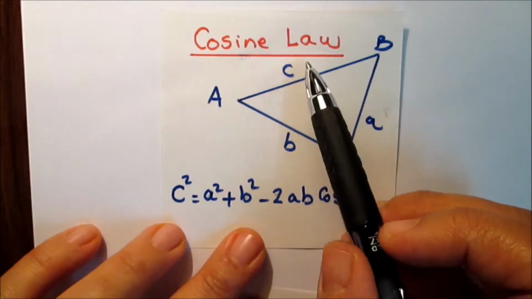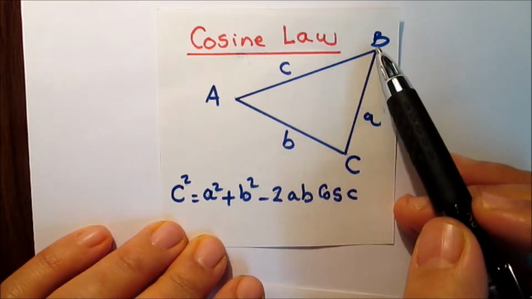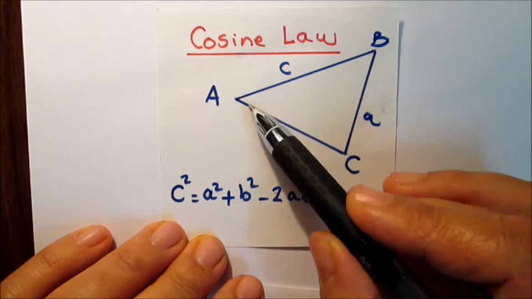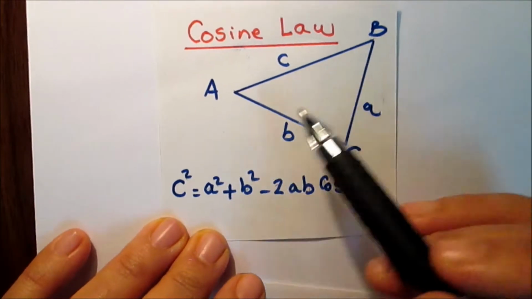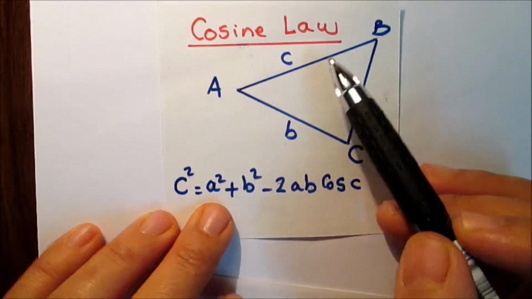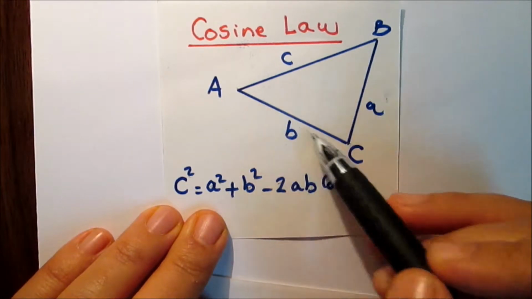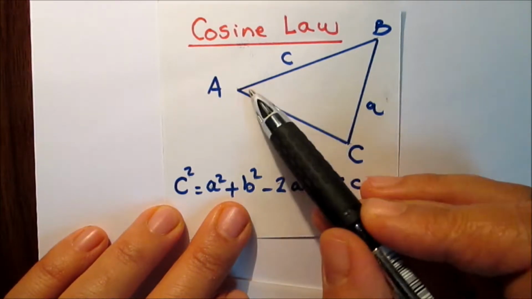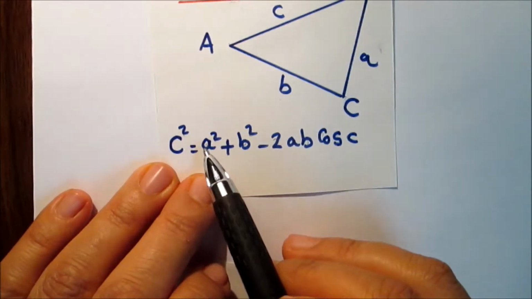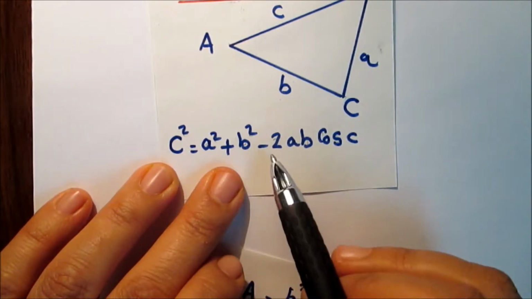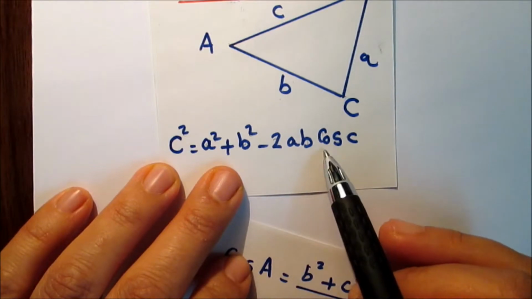The cosine law: we can calculate the length of the side of a triangle in terms of the two other sides and the cosine of the opposite angle. So c squared equals a squared plus b squared minus 2ab cosine C.